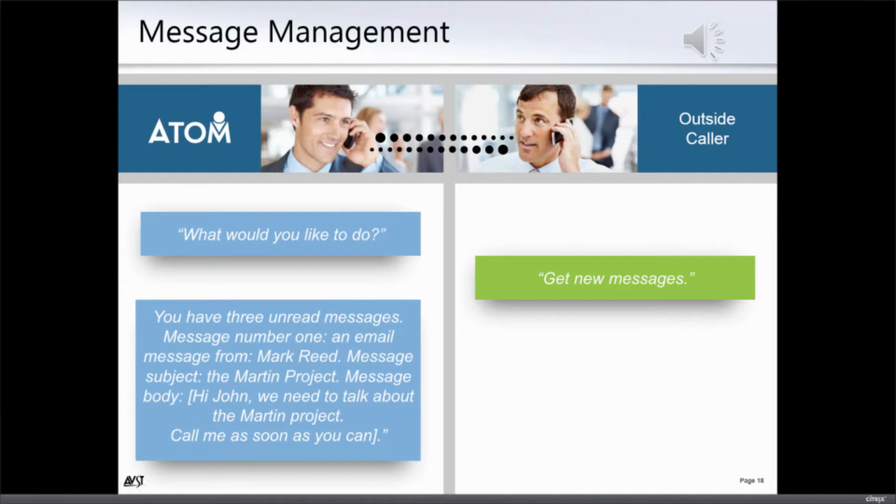Now if we look at the more traditional piece of messaging that we're associated with, let's see what it's like to manage your messages.